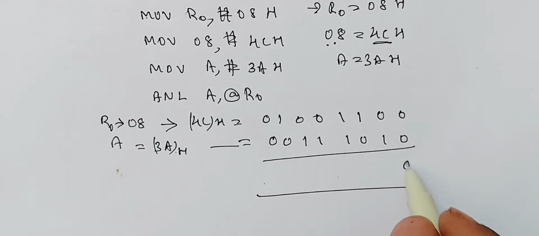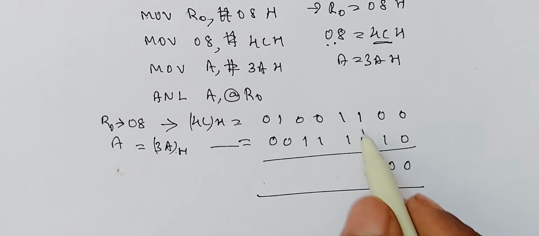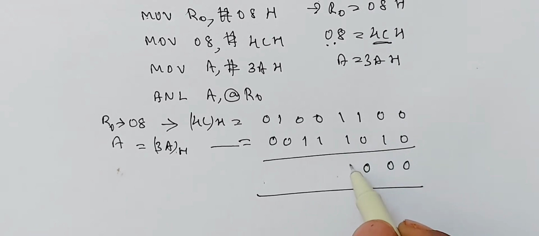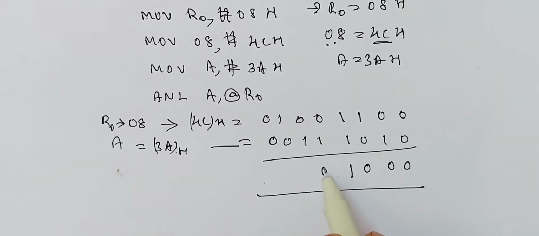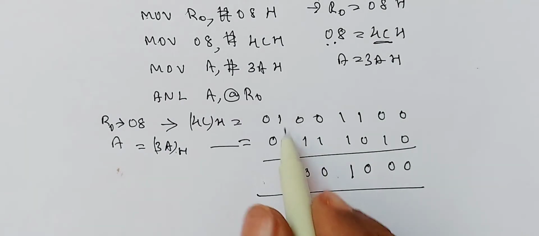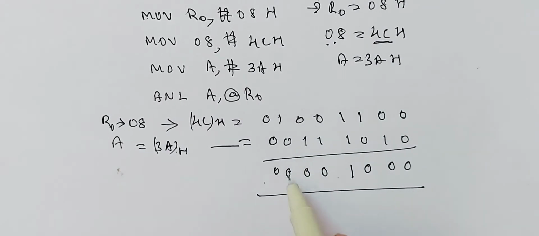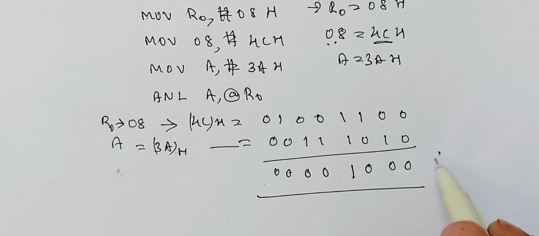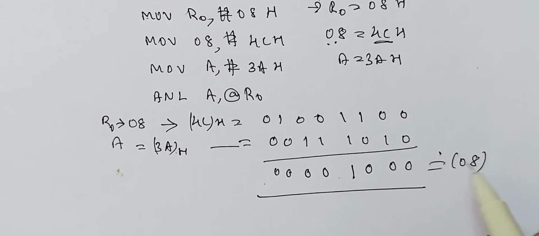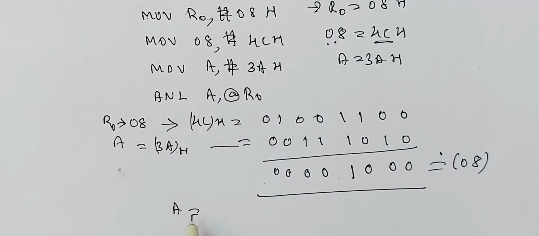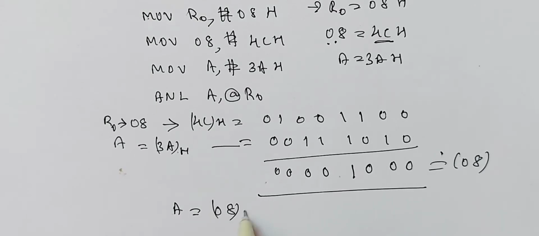0 AND 0 is 0. 0 AND 1 is 0. 1 AND 0 is 0. 1 AND 1 is 1. 0 AND 0 is 0. 0 AND 1 is 0. 1 AND 0 is 0. 0 AND 0 is 0. That is 0 and 8, which is 08. Now A contains the value 08H.